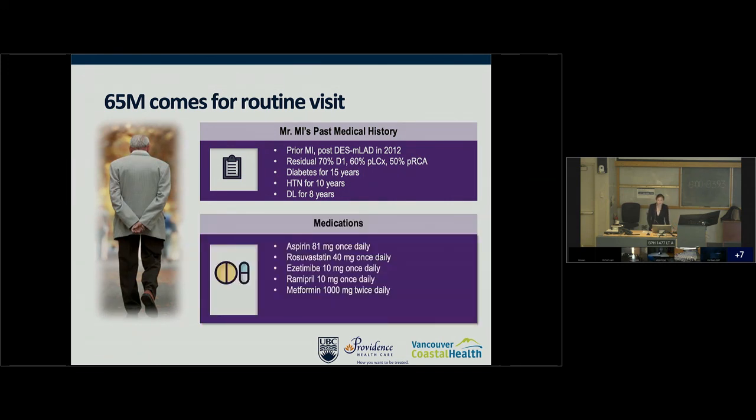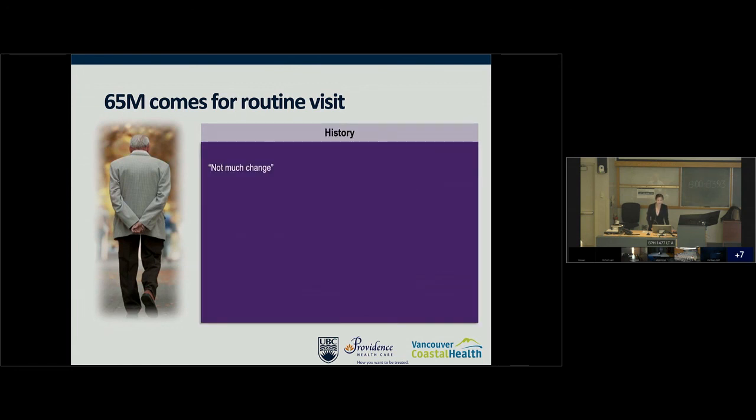Now, the medications that the patient is on are pretty optimal for what you would expect 5 years ago. So aspirin, full dose rosuvastatin, full dose ezetimibe, and ramipril for vascular protection, and metformin for his diabetes. So it seems like he's pretty well controlled. And you ask him, so how are you? And he says, not much change. I'm doing about the same.